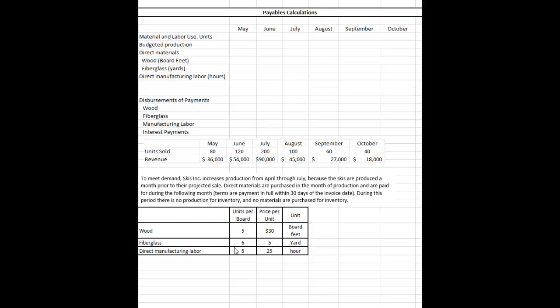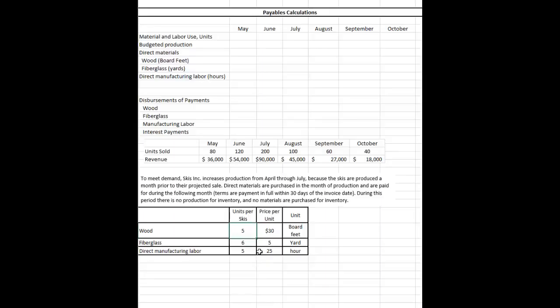So what I've pulled across here is several things. One, I'll draw your attention down here, and this was right in the problem, and I just recognized that there's a typo here. I'm sorry if that caused you confusion. This should say per set of skis. What this is intended to tell us is that each pair of skis takes 5 board feet of wood, 6 yards of fiberglass, and 5 direct labor hours. So each pair of skis.